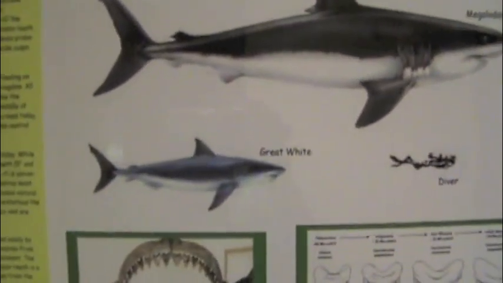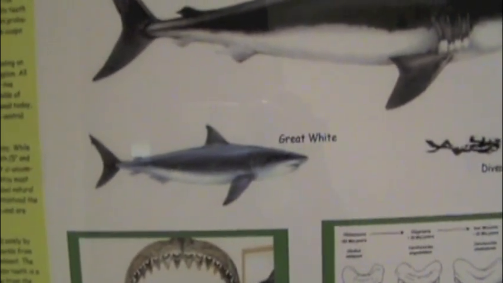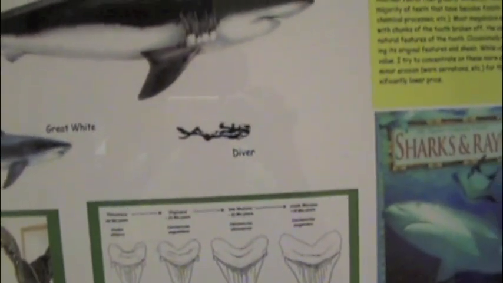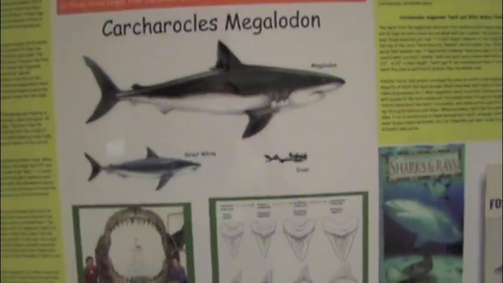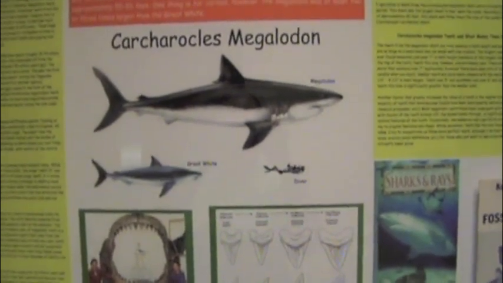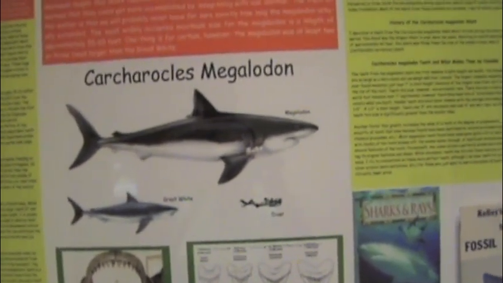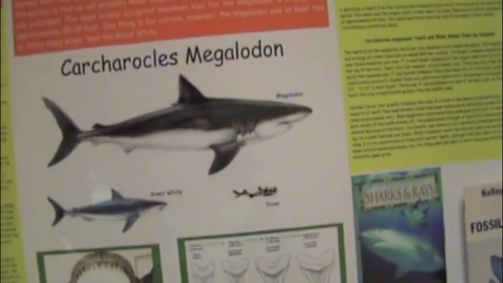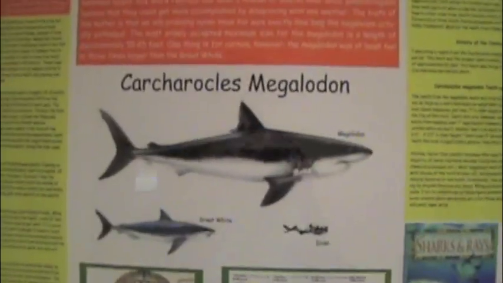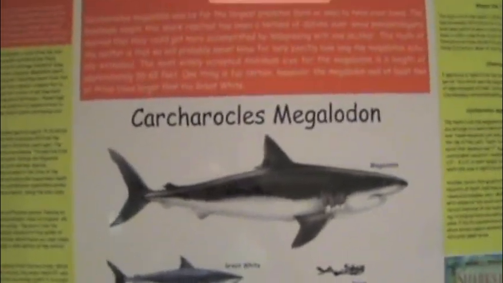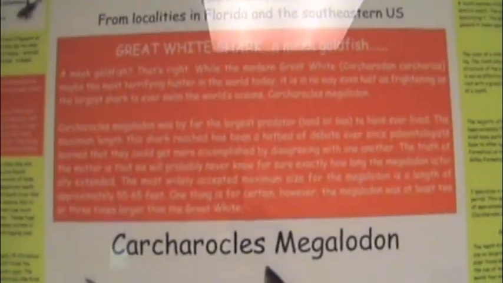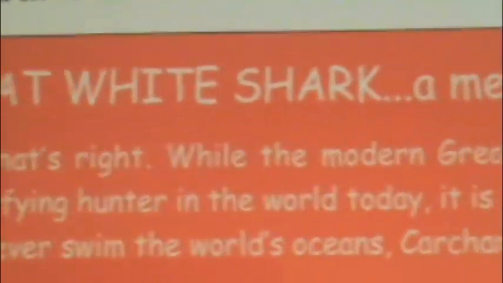So this is a great white shark here. That's about the size of a diver right there. And that is the size of a megalodon, which was a big shark. I think you have a question in there about how long one can grow, so let's read this first thing here. It says great white shark, a meek goldfish. Yeah, compared to that dude, huh? That's right.